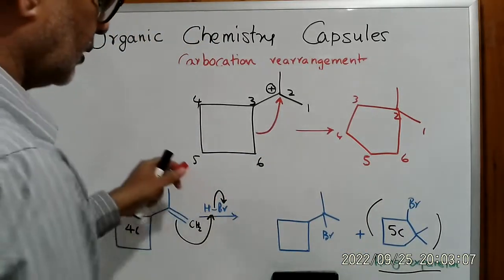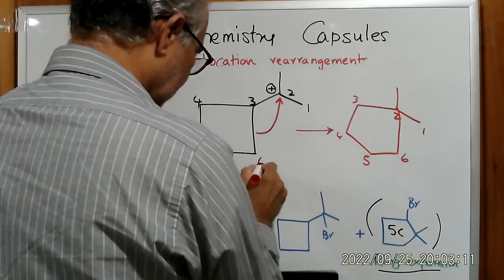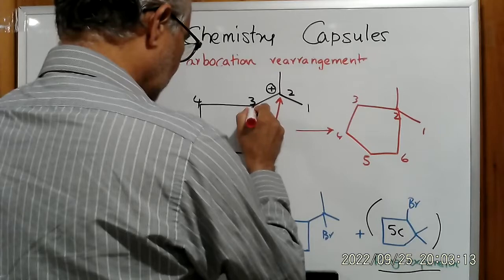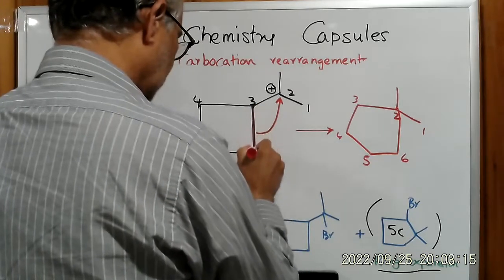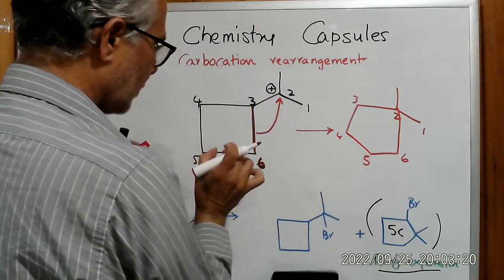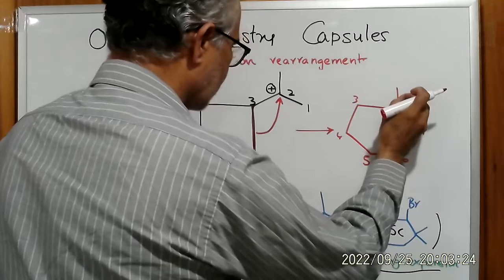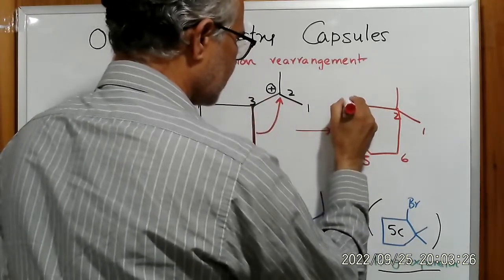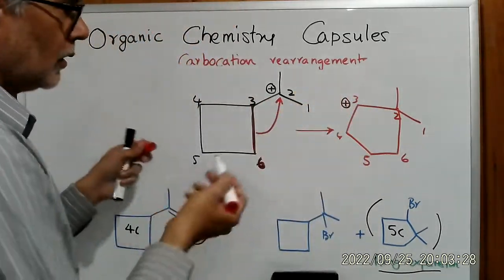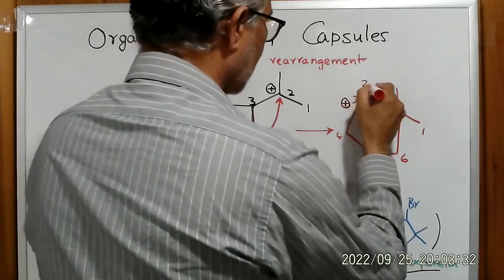So you get the expanded cyclopentane ring. Now, the 3,6 bond was formed by sharing one electron from carbon 3 and one electron from carbon 6. Carbon 6 took both electrons and formed the bond with carbon 2. So carbon 3 has a positive charge. That's how we are getting a secondary carbocation. Notice this is a secondary carbocation.